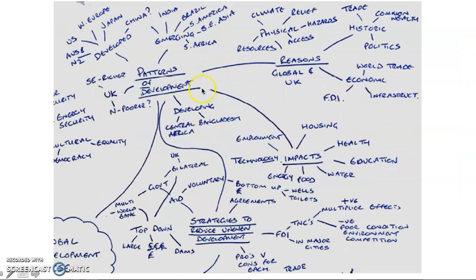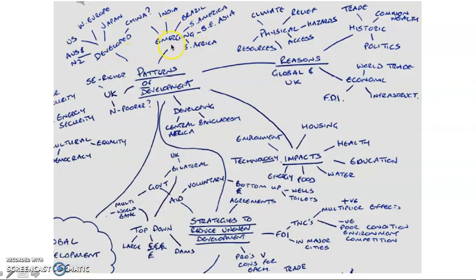Now, we can look at the patterns of development. Where are the wealthier, the developed nations? Well, these can be, as you can see, places like North America, Western Europe, Japan, Australia, New Zealand. These are the ones which generally got on board with the Industrial Revolution.